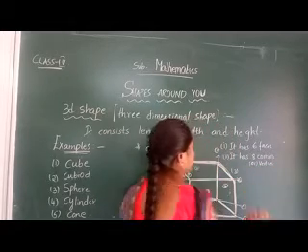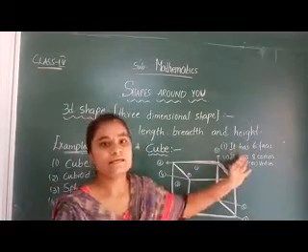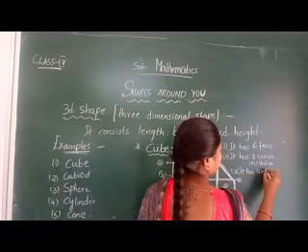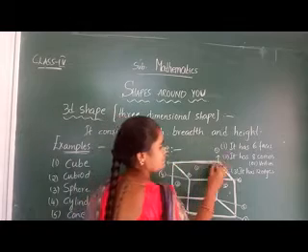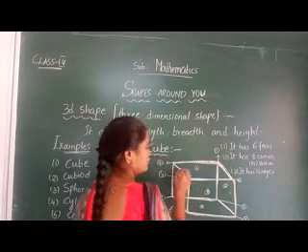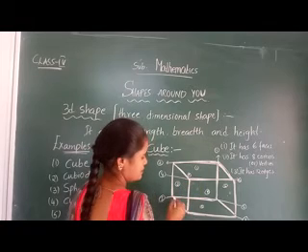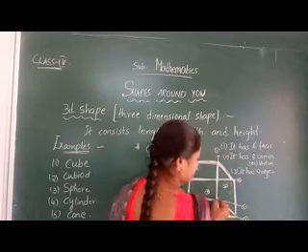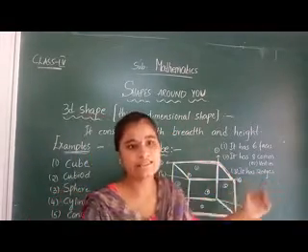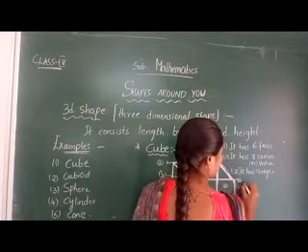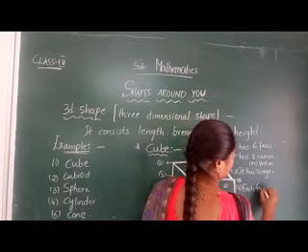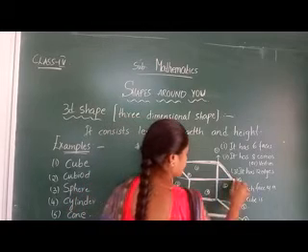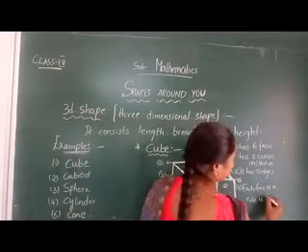Next, third point. So, it has six faces. It has eight corners. Third point, it has 12 edges. See? 1, 2, 3, 4, 5, 6, 7, 8, 9, 10, 11, 12. It has 12 edges. Next one, fourth point. Each face of a cube is a square. It looks like a square.